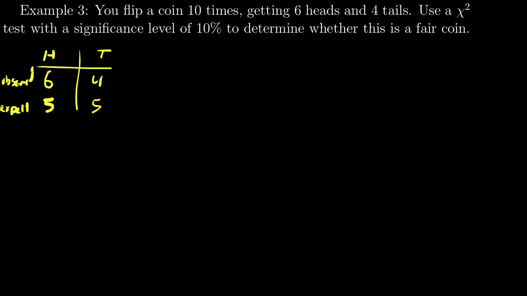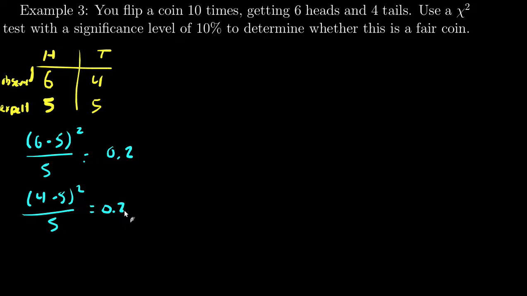And so, to find the chi-squared, I'm going to do observed minus expected, so 6 minus 5 squared over expected, which is going to end up being 0.2, 1/5. And I'm going to do 4 minus 5 squared over 5, which will also be 0.2. The sum of all of these, so 0.2 plus 0.2, gives me a calculated value of 0.4.